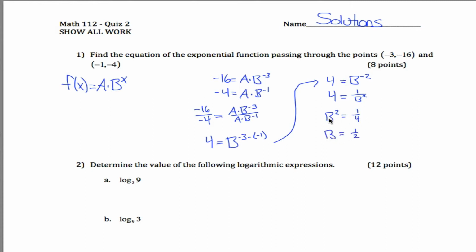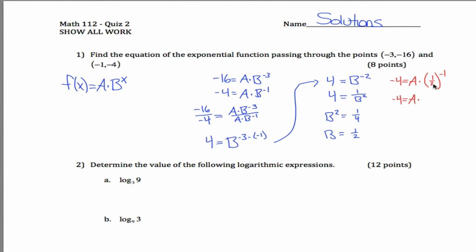If you take the square root of both sides of the equation here, and recognize that the base is always a positive number, I get that b equals 1/2. That doesn't quite give me my answer here, but I can use that fact and one of these points, whichever one you want, to figure out what a is. So to figure out what a is, maybe I'll take this equation because the numbers are smaller, and I'll say, okay, then -4 is equal to a times b, which is 1/2, raised up to the -1 power.